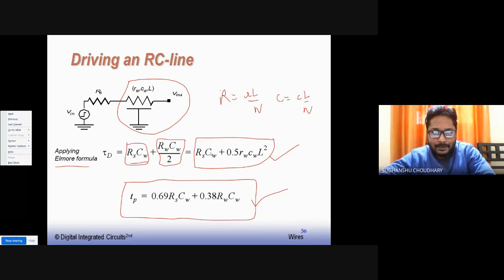Now this delay will be more accurate, yeah, this one. So this may be more accurate. Okay. So Elmore delay model may not be accurate, but yes, the distributed wire approach, this model can be more accurate.